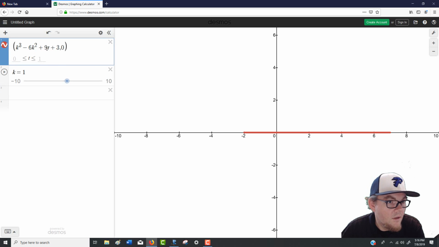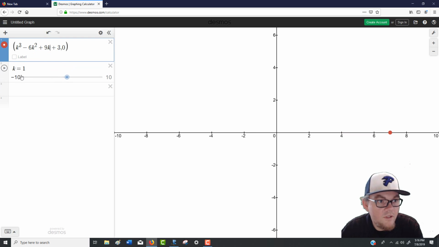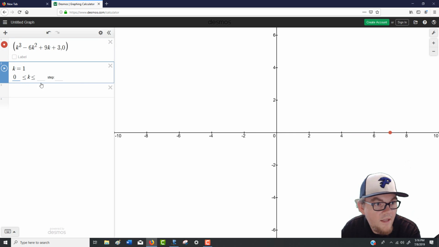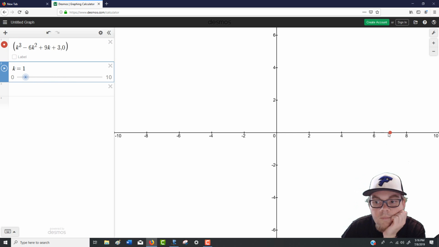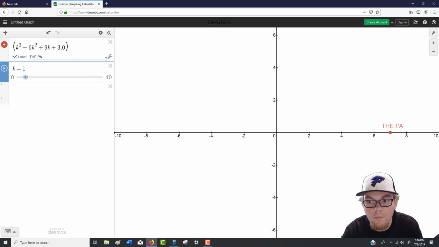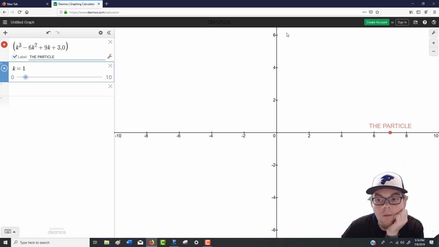Okay, got it. So again, ignore the process through which I'm doing this. I just want you to look at the actual image itself. Let's go to 10, and let's go steps 0.001. Okay, so right here, there is our particle. Now let's label this the particle. Maybe that'll help. Hopefully you can see that.